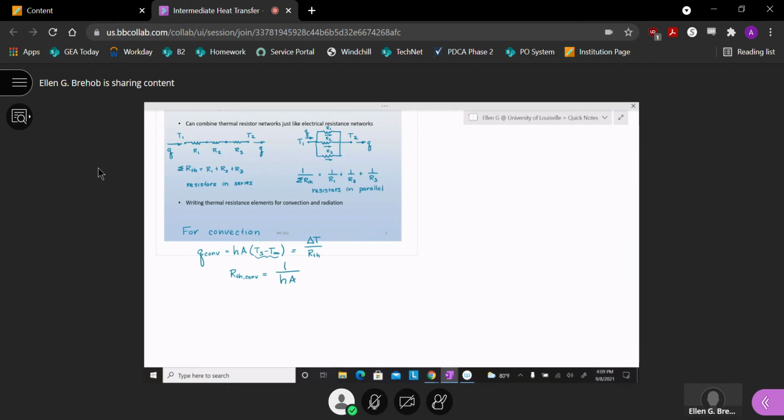And just a reminder, we have a lot of areas that end up appearing in these equations. This is a surface area, because if I have convection from a cylinder, it's the surface area of the cylinder, because I'm driving my temperature differences. I got some temperature in here, I got some different temperature here, driving the heat transfer. It's through the surface area. It's not a cross-sectional area.